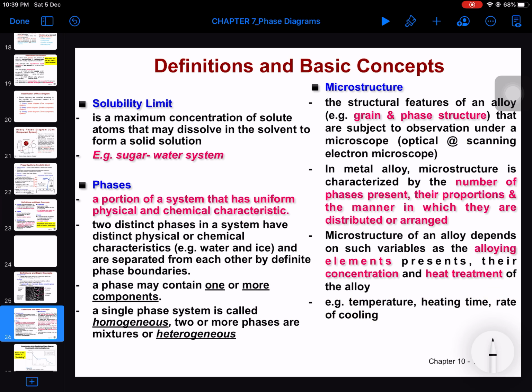All right, now the next one is the microstructure. The microstructure is the structural features of an alloy, for example the grain and phase structure that are subject to observation under a microscope. It can be either an optical or a scanning electron microscope. In a metal alloy, microstructure is characterized by the number of phases present, their proportions, and the manner in which they are distributed and arranged. The microstructure of an alloy depends on variables such as the alloying elements present, their concentration, and the heat treatment of the alloy.